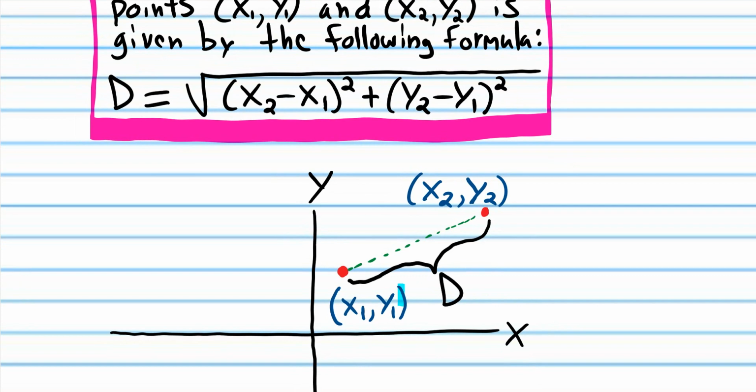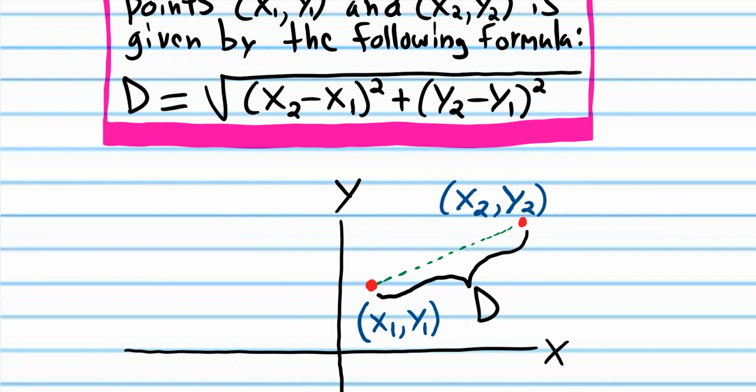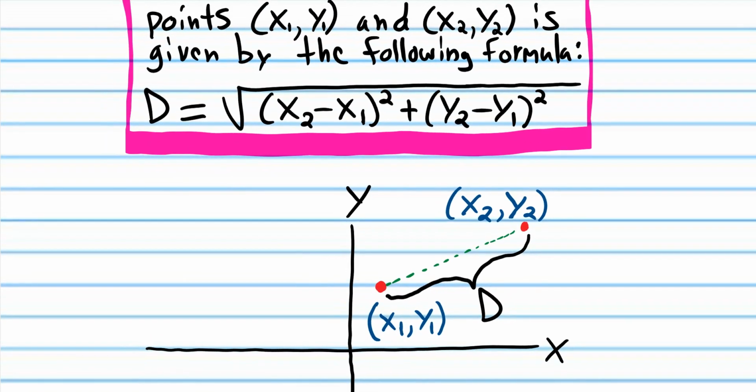Now this is point 1, and this is point 2. That's why we've labeled the x and y value x1 and y1 for point 1 and x2, y2 for point 2. This is the way it's traditionally done. And you plug these values into this formula, and you can find the distance.